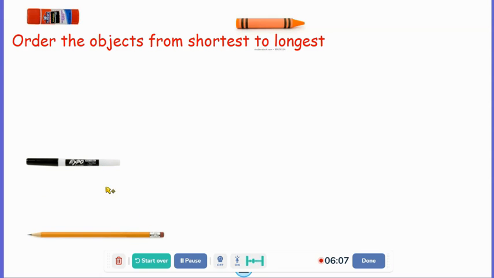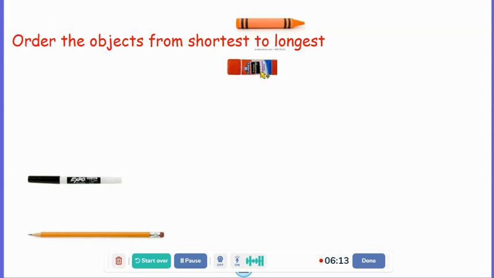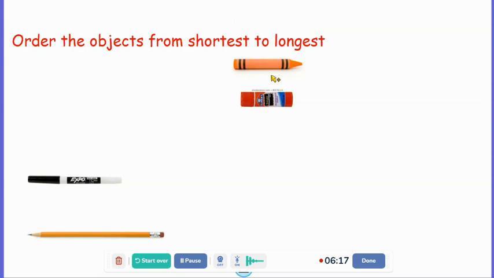Now, as we get to the crayon and the glue stick, I'm not sure. So what I'm going to do is take them and put them near each other so that I have a better idea. When I do this, it's easy to see that my crayon is longer than my glue stick. But having them separate was really hard for me.